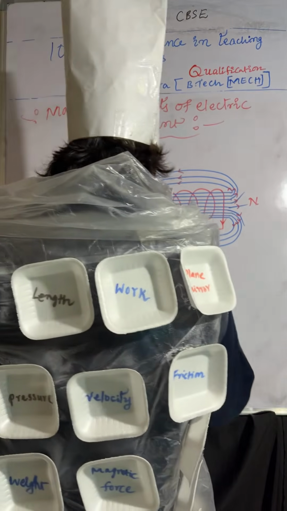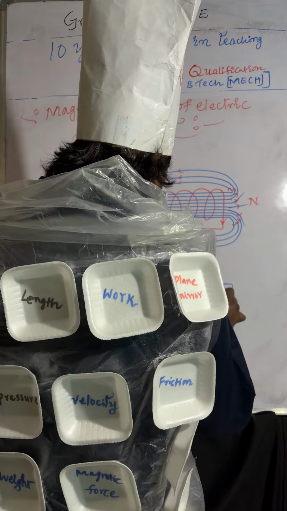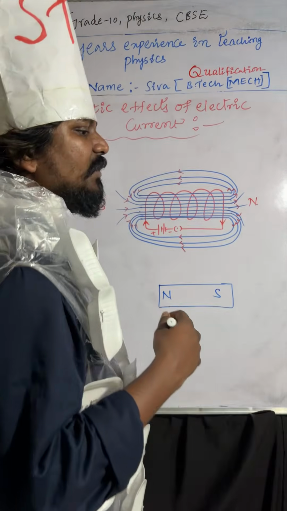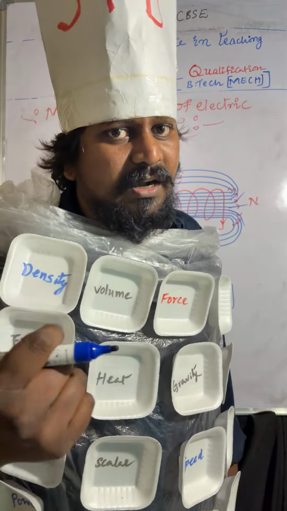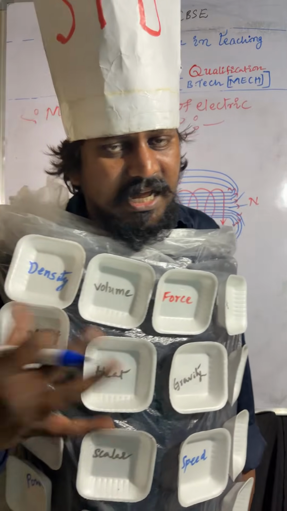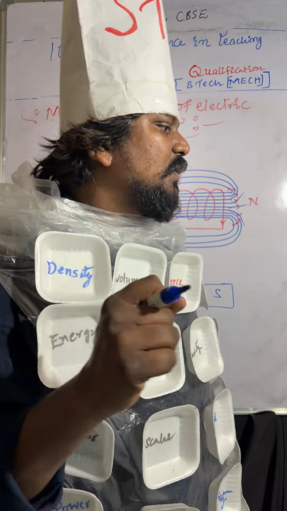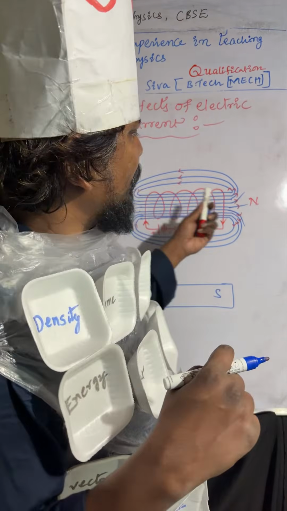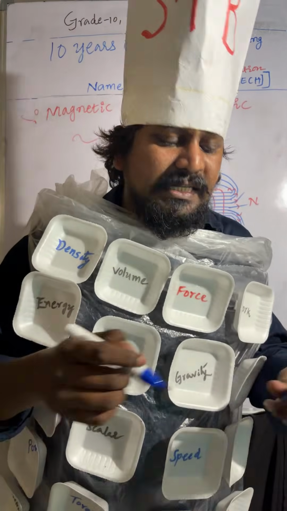If you are taking a bar magnet, this is a bar magnet. This is north and this is south. So solenoid acts as a bar magnet. Point number 1. Point number 2, solenoid has poles, north pole and south pole. And coming to point number 3, here magnetic field emerges out from north and merges at south. Here also same thing.